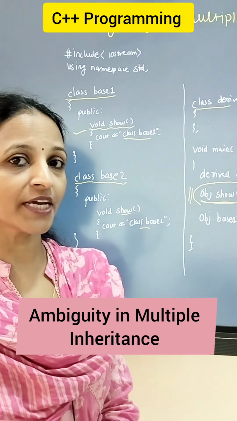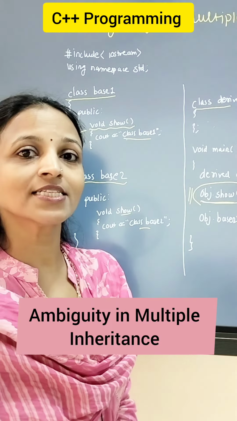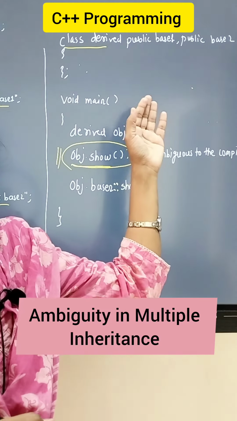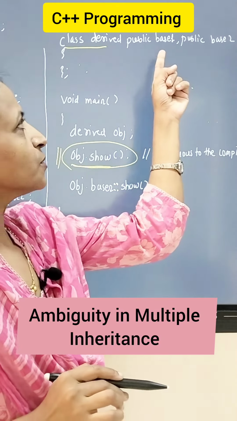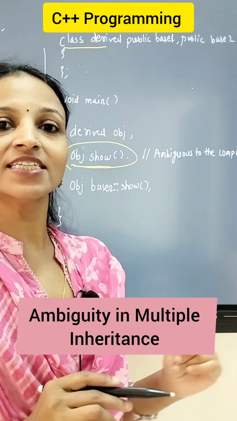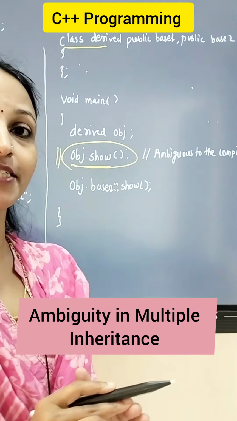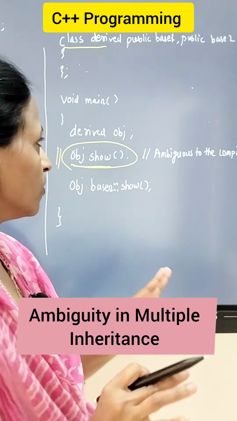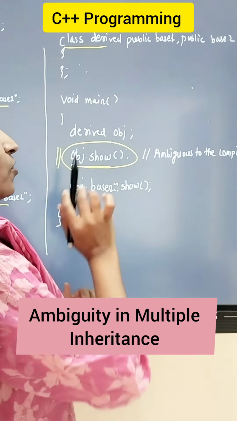I am going to create one derived class using these two classes as base classes. We have created a derived class using Base1 and Base2 as base classes, meaning from Base1 and Base2 we are creating this derived class. Now suppose we create an object of the derived class, like Derived obj.